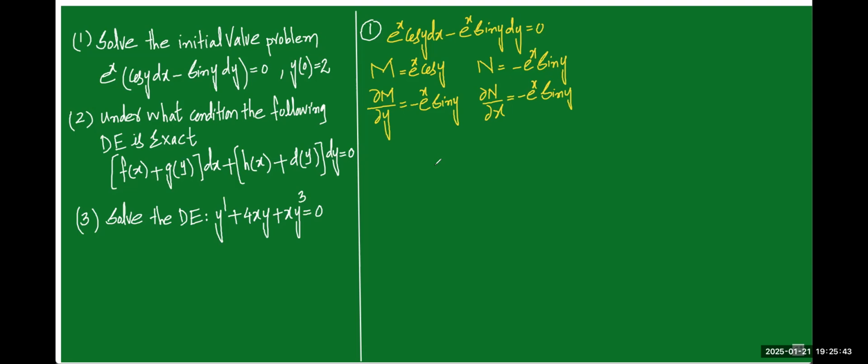Now moving next. So the condition of exactness is satisfied here. Yes, sir. Dou M by dou y is equal to dou N by dou x. So this one is exact.